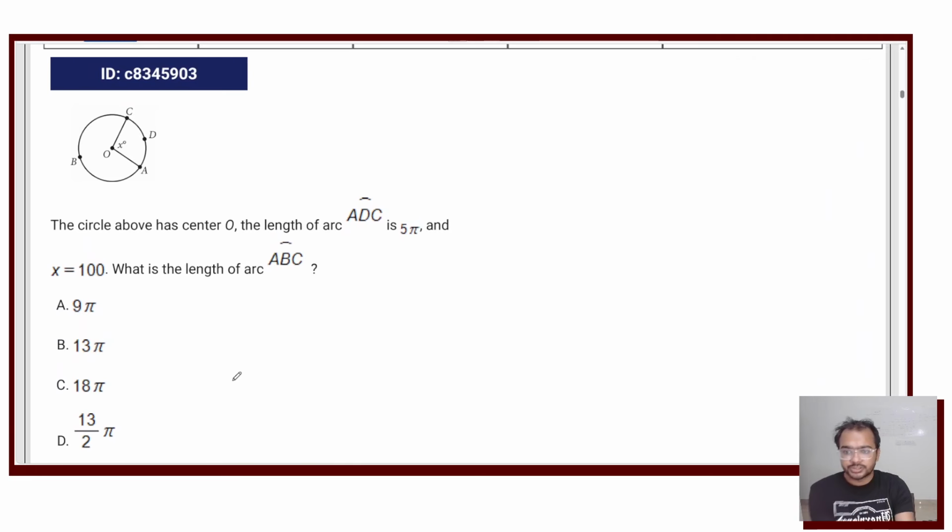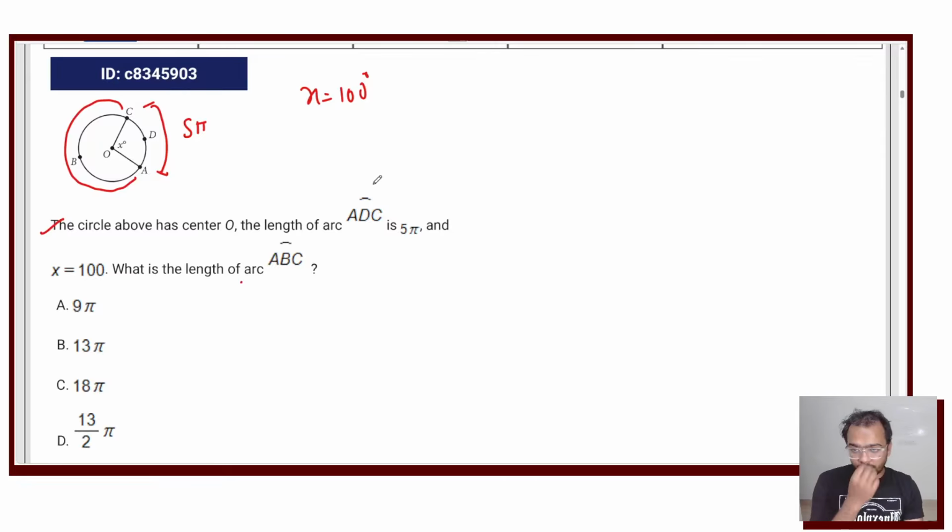Now in this question, we are given a circle with center O, and the arc length ADC is given as 5 pi, and this angle x is given as 100 degrees. What is the length of arc ABC? ABC is this length over here. For this, we need to know that the arc length is proportional to the angle. The greater the angle, the greater the arc length. So we can form a ratio over here.